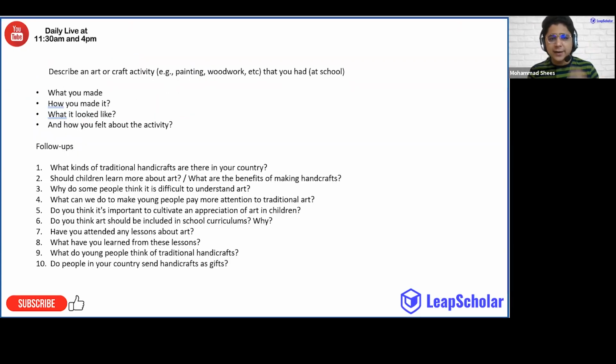Next one. Describe an art or craft activity. For example, we all had painting. We all had something related to arts in school, but it is there in our subconscious mind. Let's bring it to our conscious mind, so when an examiner asks, we don't hesitate.